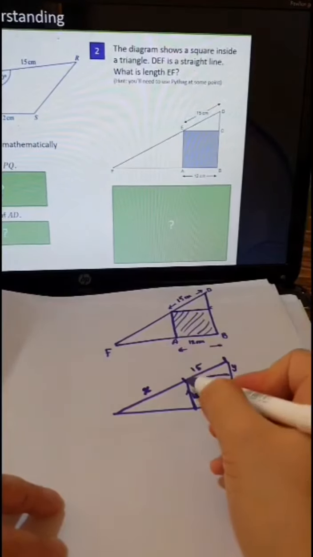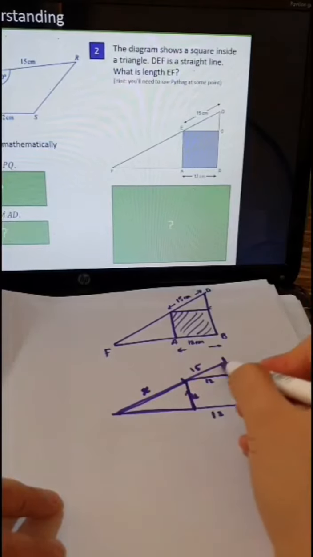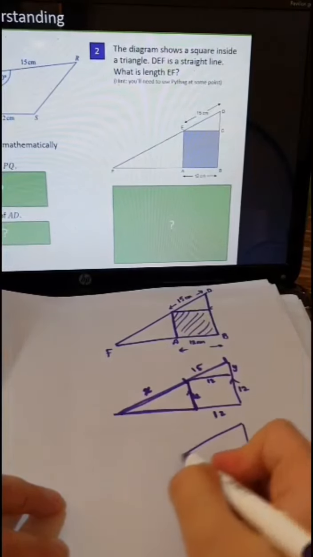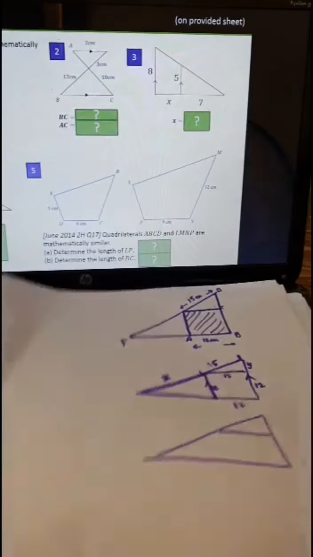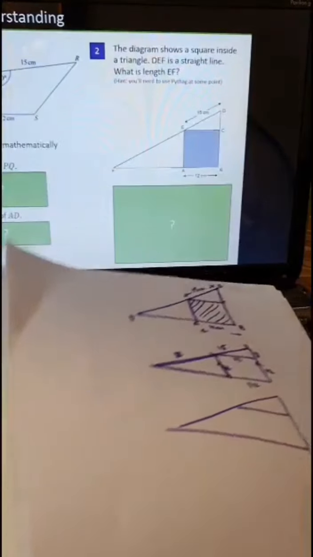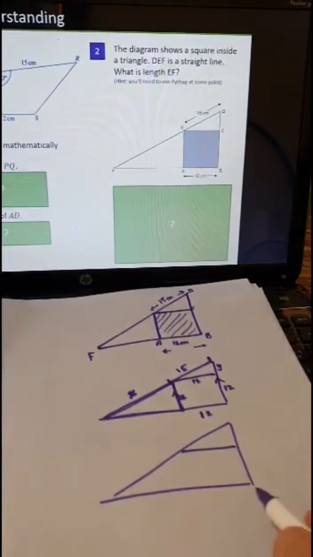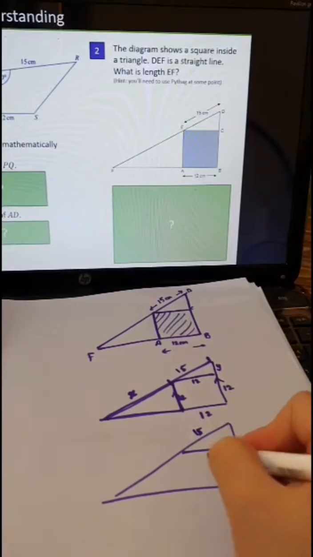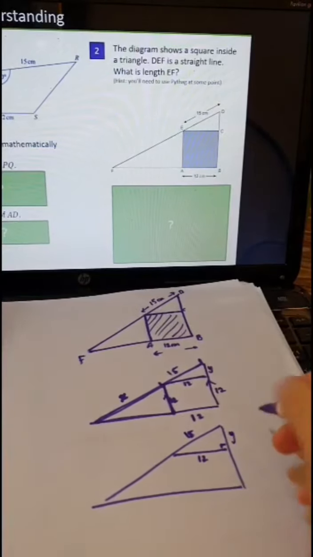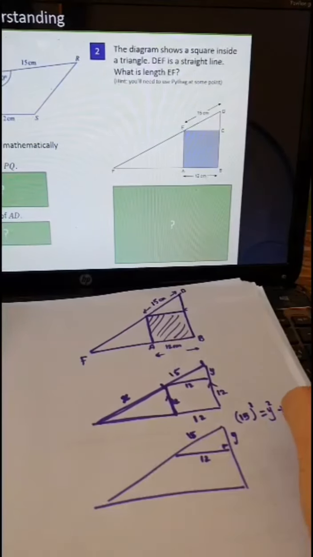I'm going to find this missing part because I need to compare the small triangle with the big triangle. So in the big triangle, I can find this missing part by using the Pythagoras theorem. In the Pythagoras theorem, we have 15, 90 degrees, and this 12. So I can find the missing side, saying 15 squared is equal to y squared plus 12 squared.